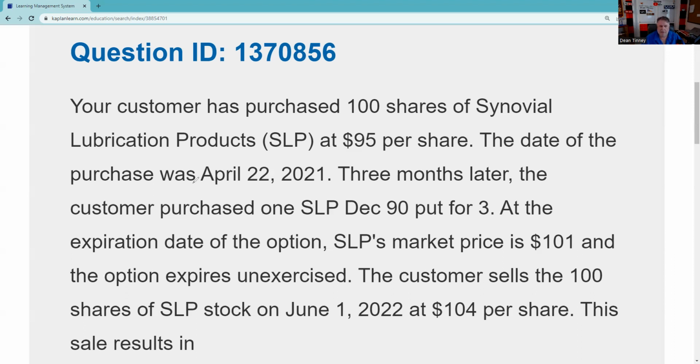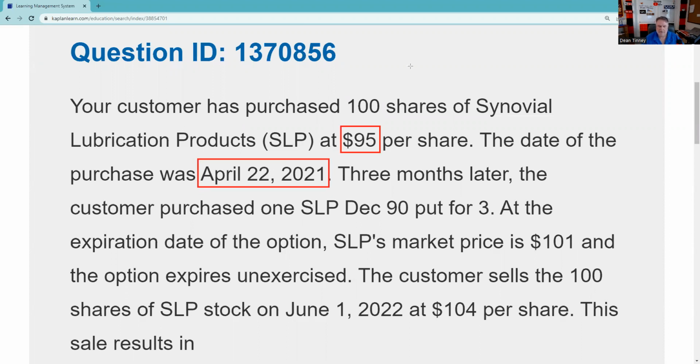So this is QID 1370856. Your customer purchased 100 shares of Sinovial Lubrication Products, SLP, at $95 a share. Now, I'm just going to go ahead and box that just because that's probably going to be relevant to the discussion. And here it says purchased on April 22nd, 2021. Once they give me a date in the question, I'm thinking that might have something to do with it.